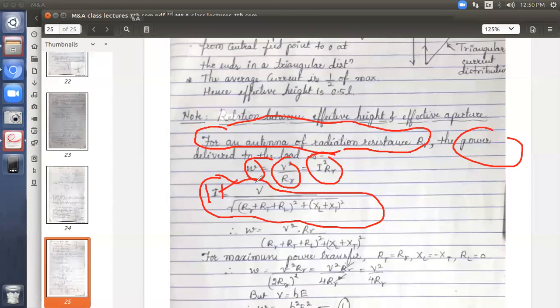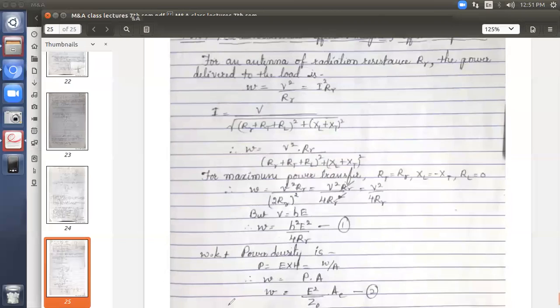Remember? So substitute this, and instead of I square, W will be equal to V square divided by the denominator square. The square and square root will go, so simply the bracket terms will remain and the numerator Rr term. Then for maximum power transfer, Rr is equal to Rt. There will be no loss and this reactance term will go.